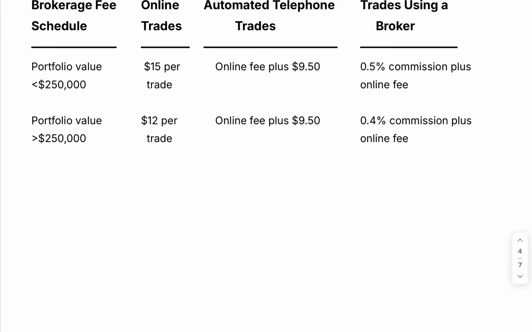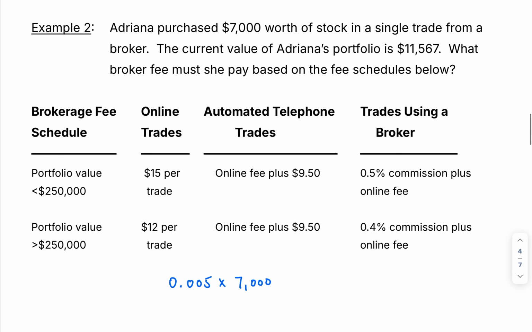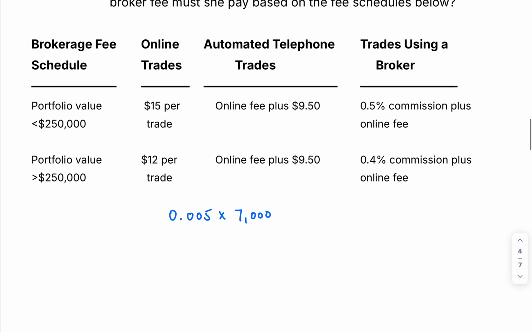So if we calculate that, that's going to be 0.005, that is 0.5% converted into decimal, and we're going to multiply that by $7,000. Okay, that was her purchase. And if you punch that into the calculator, that's going to work out to $35.